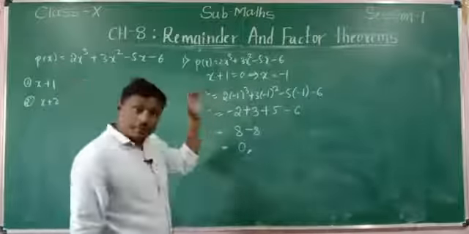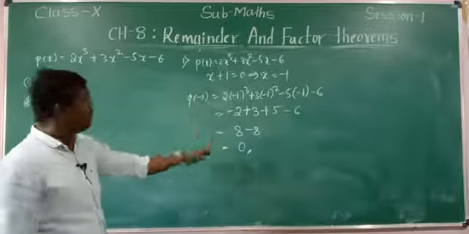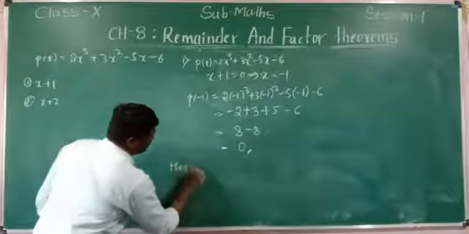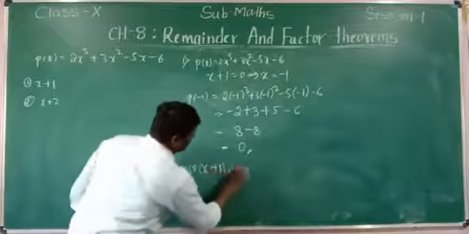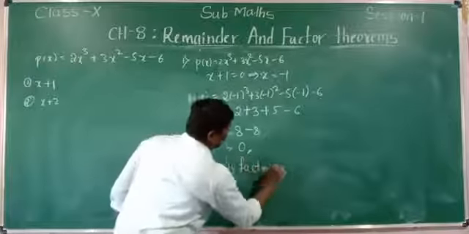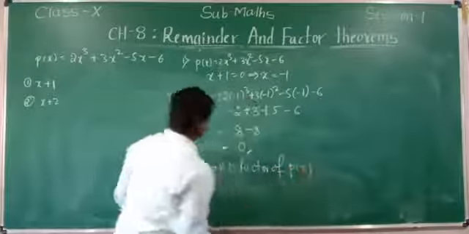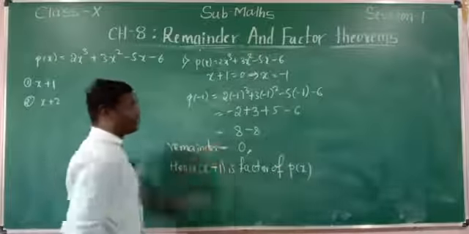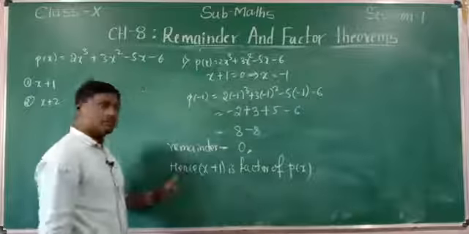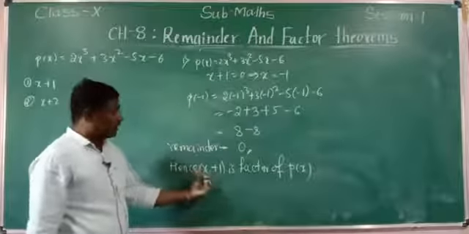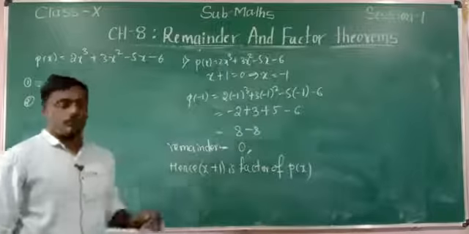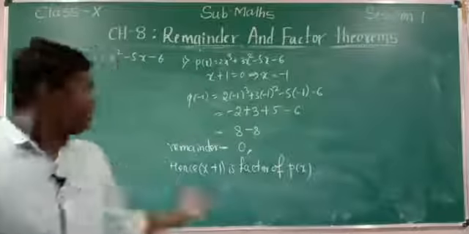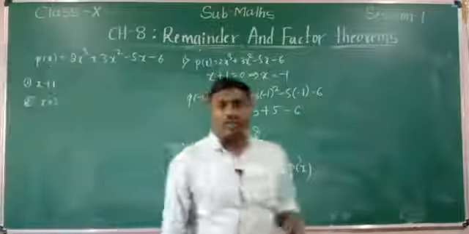If I am getting the expression value as 0, then x plus 1 is a factor of p of x. If I am getting the remainder of the expression as 0, then the given value is considered a factor of the given expression, that is p of x. Okay. See the next second question for the same expression.